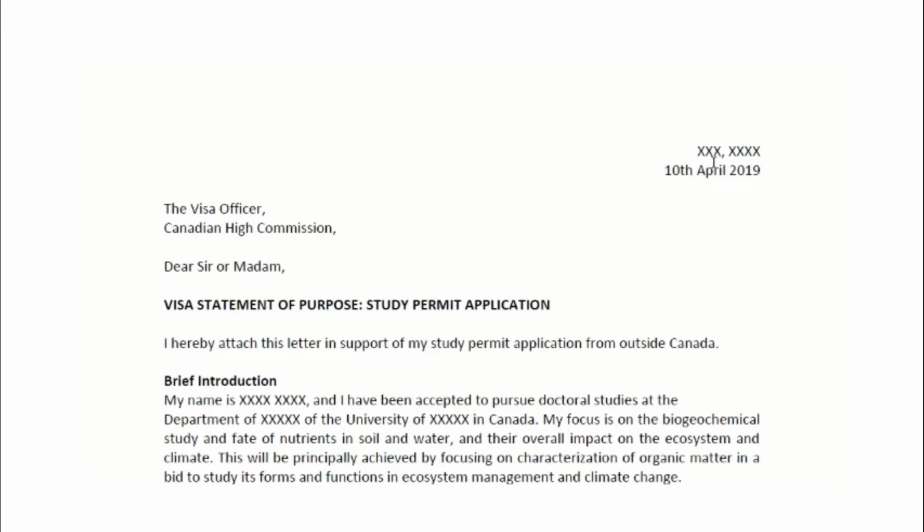So I started with the date. You know how formal letters go, so you start with the date and your address if you want. I put my address here. I've blotted that out, and this is the Canadian address. You can put whatever you want. You can choose to put IRCC, as at that time I think they were Canadian High Commission. I don't know, I just put something simple. That's not the most important thing in this letter.